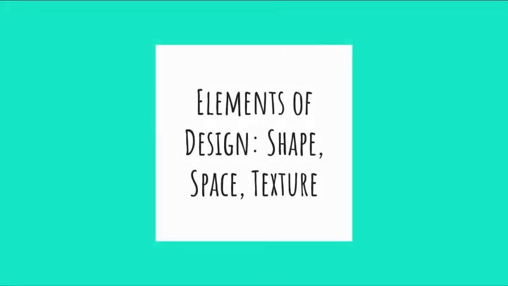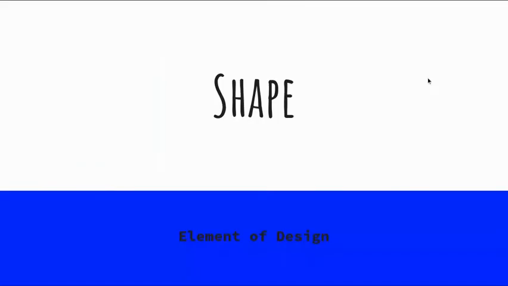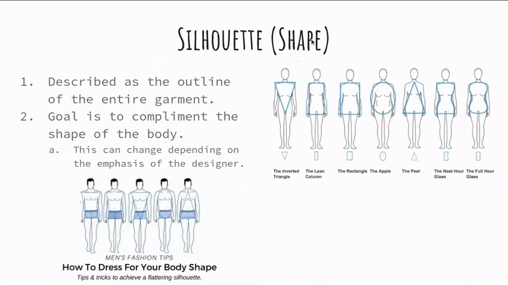Hey guys, we're here with the other elements of design, and we're going to look at shape, space, and texture. We're going to go through these quickly because there are a lot of examples, and I just want to touch base on all of these. When we talk about shape in particular, we're talking about the silhouette, or basically the outline. It's described as the outline of the entire garment.